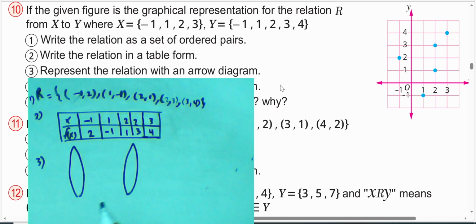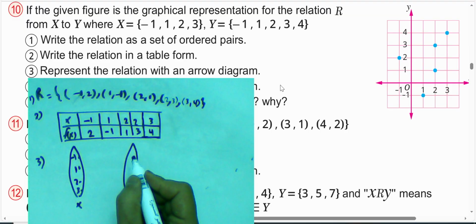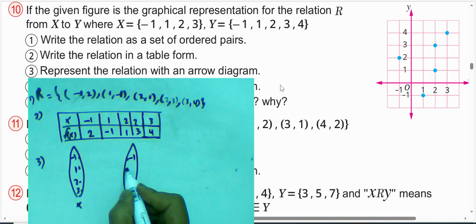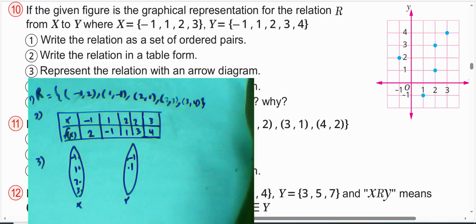Set first x and y. X we have -1 and 1, 2 and 3, and y will be -1, 1, 2, 3, 4. We can find the answer.